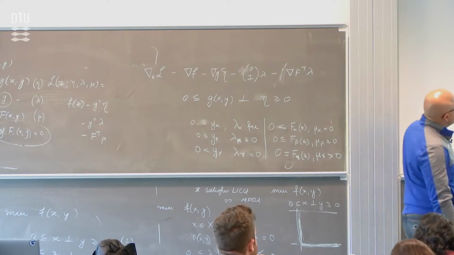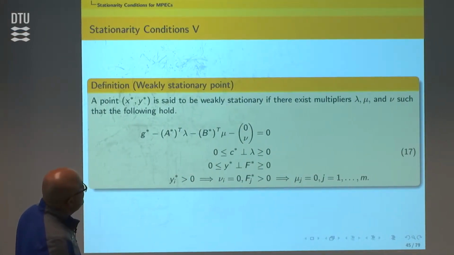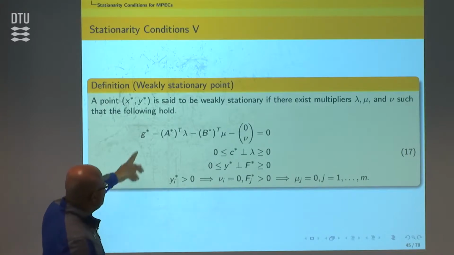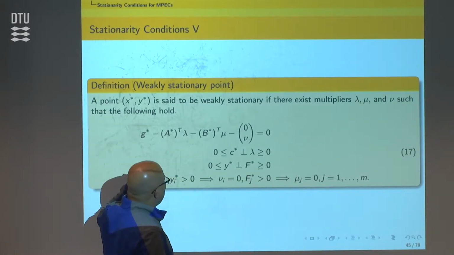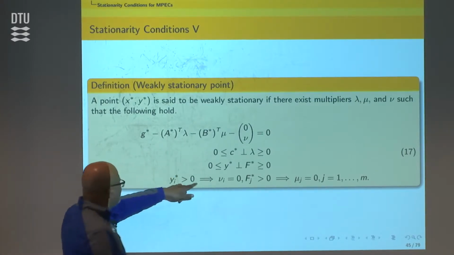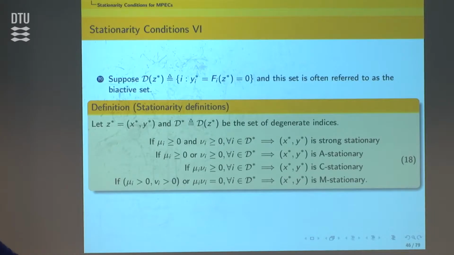Now, there's also this notion of weakly stationary. In the context of weakly stationary, what you have is, if there exist multipliers corresponding to this, this is exactly like the previous one, but you have a certain modification. I don't want to waste time on this one. Let's talk about these stationarity conditions.